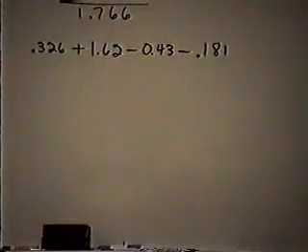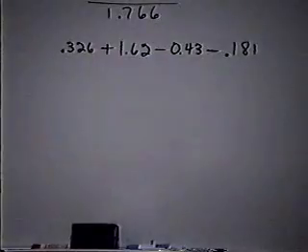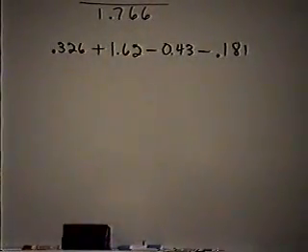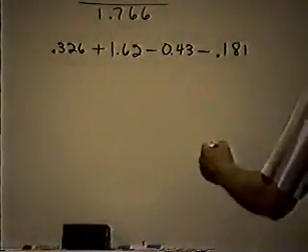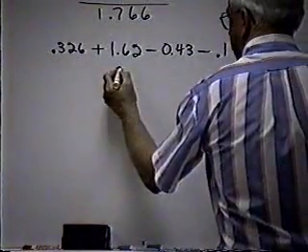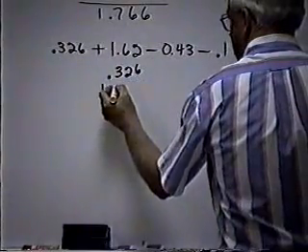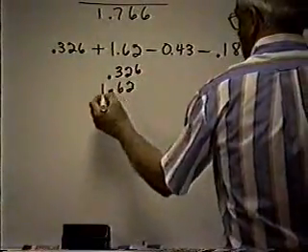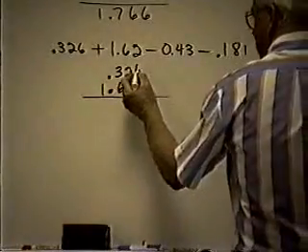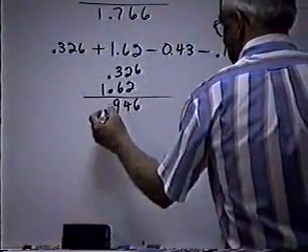Okay, the next one is 0.326 plus 1.62 minus 2 different numbers. So what we do, one way of doing this is to line up the decimals. 0.326, 1.62. We'll add those. So adding here would be 6, 4, 9, 1.